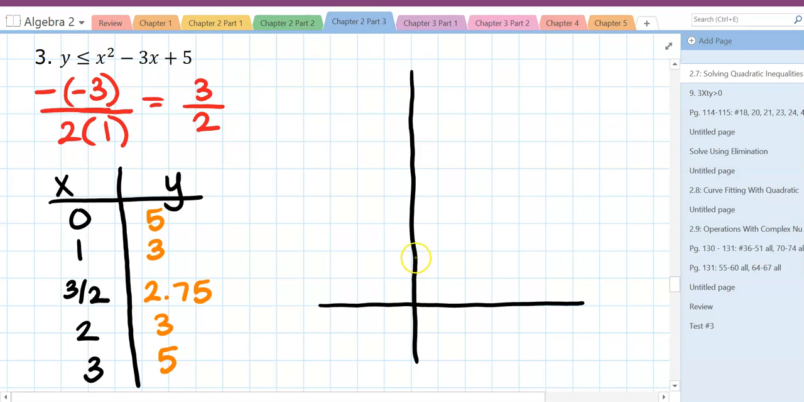So we've got 0, 5, 1, 3. So 1.5, and then up almost 3, but not quite, 2.75. Then we've got 2, 3, and 3, 5. So my vertex is really close to those other 2 points in the graph. Is this one going to be solid or dashed? Good, solid.